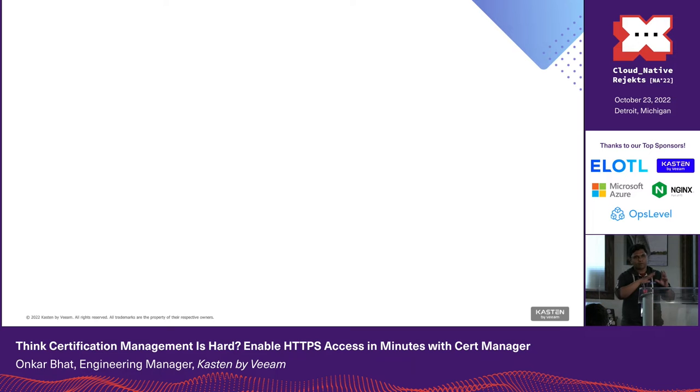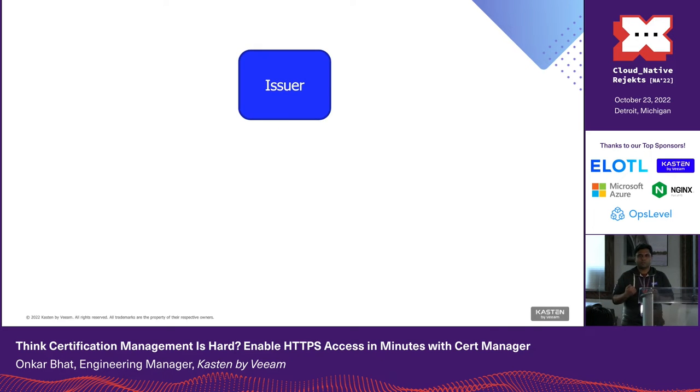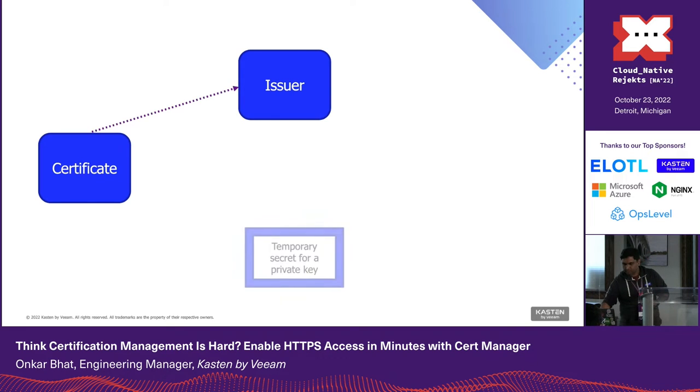All right, so next I have a diagram that we'll go through. It shows you the sequence of events that take place when Cert Manager requests a certificate. First, the user creates an issuer resource, which represents the CA. And then they create a certificate for certain domain names. At this point, the controller kicks in. It sees that the user has requested something. Now, one of the things the controller creates is a temporary secret with a private key.